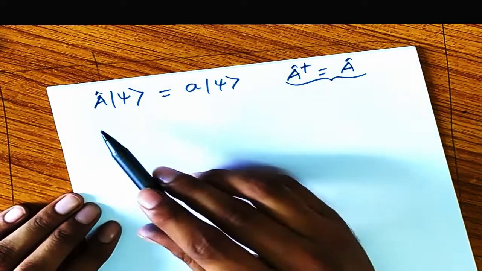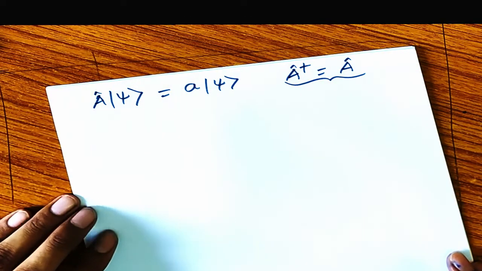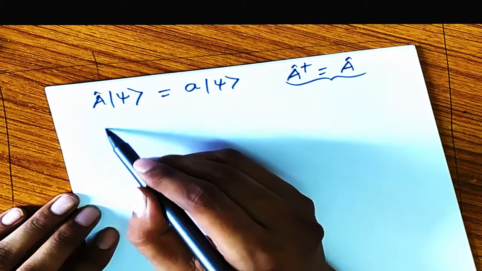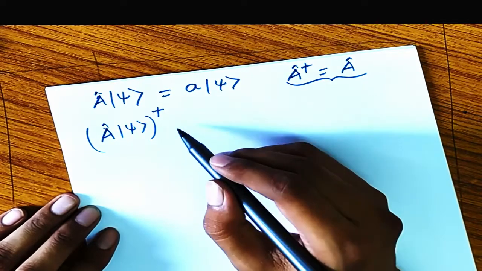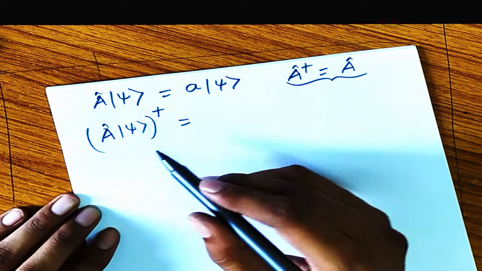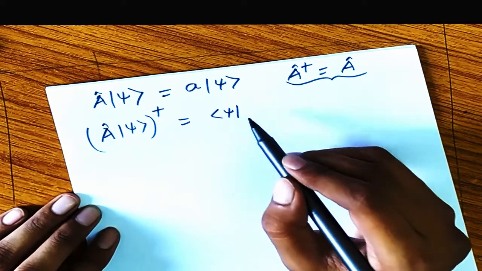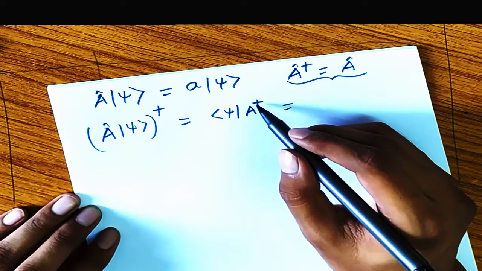And I have discussed the whole thing in my previous video, lecture 3, so you can see my lecture 3 there. Now if I am breaking this down, what I can write here is simply ⟨ψ|A dagger. Okay. Now what does this mean?